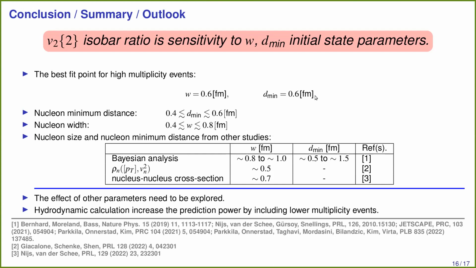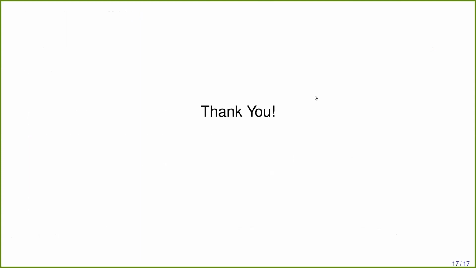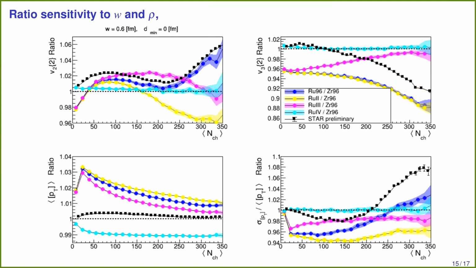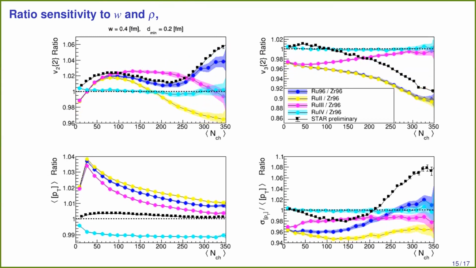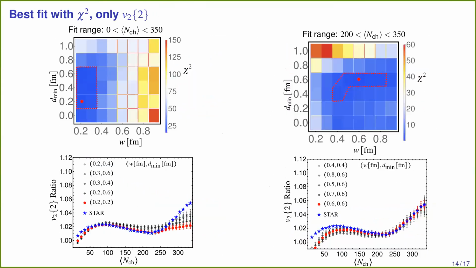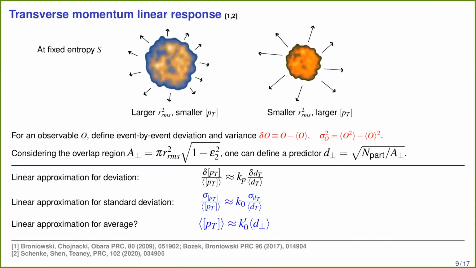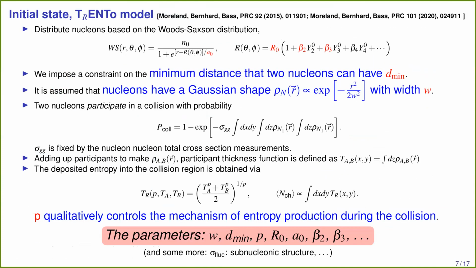Thank you. We have some time for questions if there are any more. So Farid, you were talking about the entropy generation with TA to the P plus TB to the P over 2, to the 1 over P. Can you do a Bayesian analysis to see the preferred P values or some different models for this?